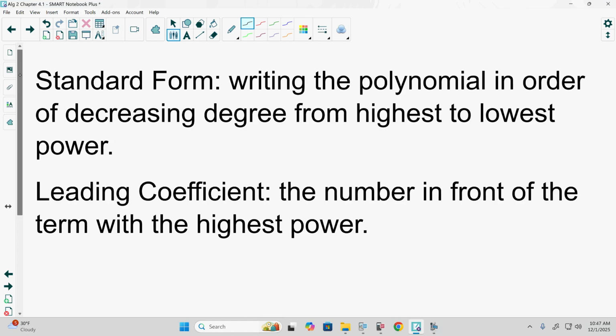Leading coefficient is the number in front of the variable with the highest power. The number in front of each variable is a coefficient, but the leading coefficient is the number in front of the variable with the biggest exponent. We call it the leading coefficient because, according to standard form, the variable with the biggest degree is always going to be first. So its coefficient would be the number in front of it, starting the equation off.